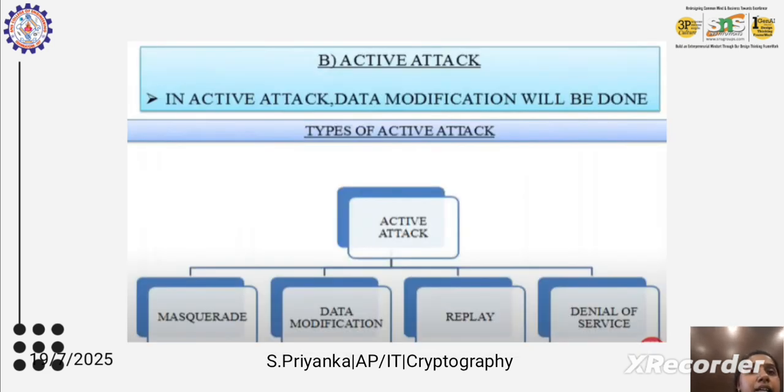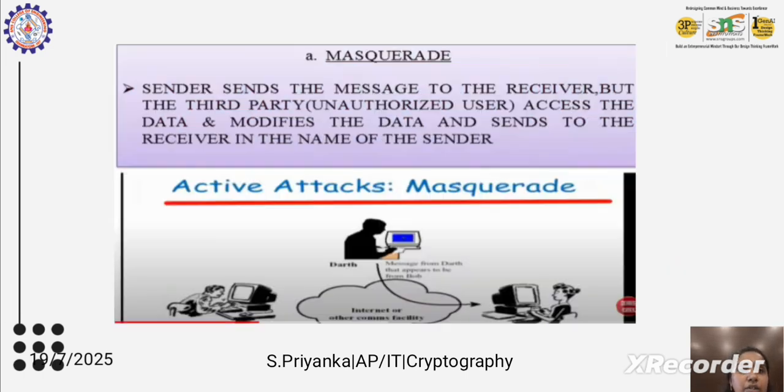Next is the active attack. In an active attack, the attacker can read the data and can also modify it, and then send it to the next person. This type of active attack mainly consists of masquerade, data modification, replay, and denial of service.